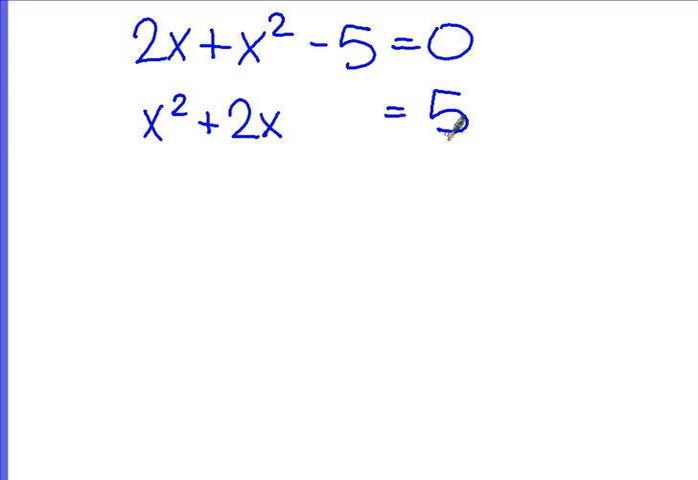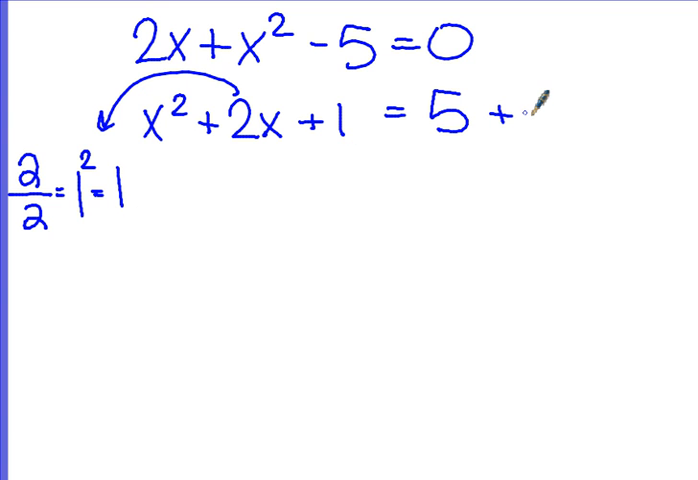Step 2, we're going to look at our middle term, which in this case is 2. We're going to divide our middle term by 2, and then we're going to square it. And 2 divided by 2 is 1, and 1 squared is 1. Step 3, we're going to add that term found in step 2 to both sides of the equation. So I'm going to add 1 here, and I'm also going to add 1 here. So I have x squared plus 2x plus 1 equals 6.